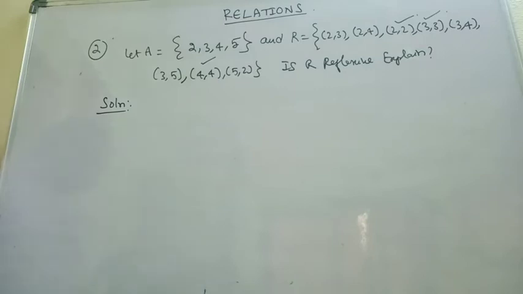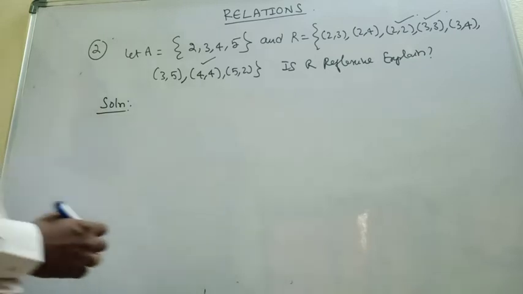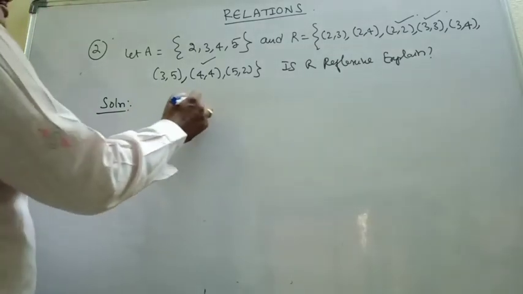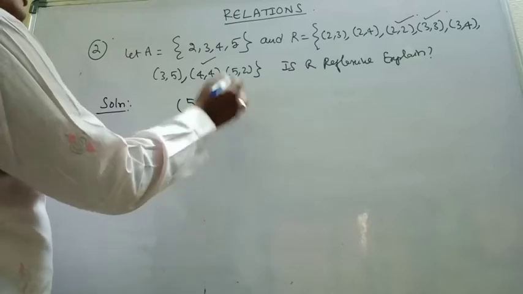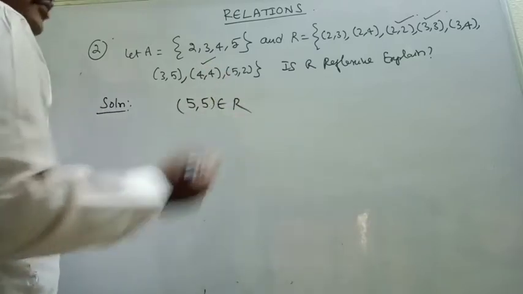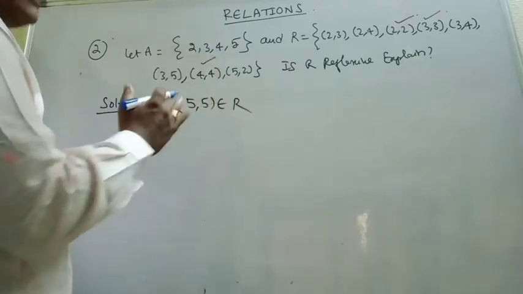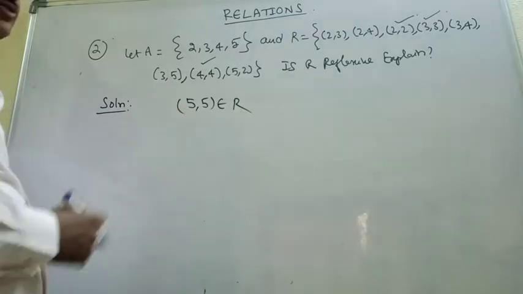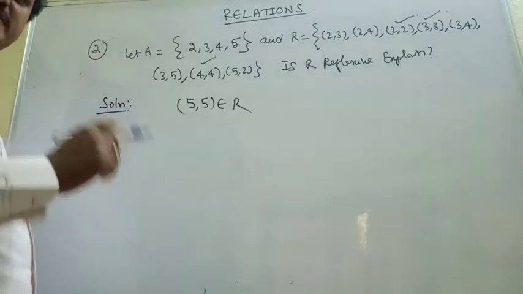But (5, 5) is not present in this, right? (5, 5) should also be present within this. (5, 5) is not present, of course. (5, 5) should also belong to R. Then only can we say that it is reflexive. Otherwise, it is not reflexive. Understood, my dear students? Why is it not reflexive?